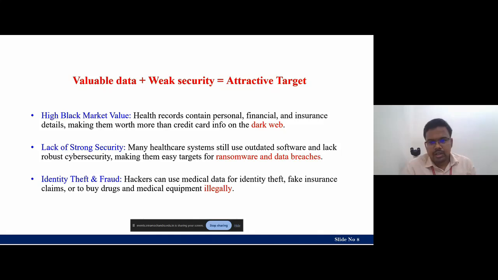So basically, why are they attacking? There is valuable data, there is weak security, and it becomes an attractive target. Medical device or medical data, EHR data, has more black market value compared to credit card data. So they are valuable data. Medical device security is very weak. We have already seen that, and it's another attractive target for the attacker. So they are simply targeting this medical data, stealing it and selling it on the dark web.